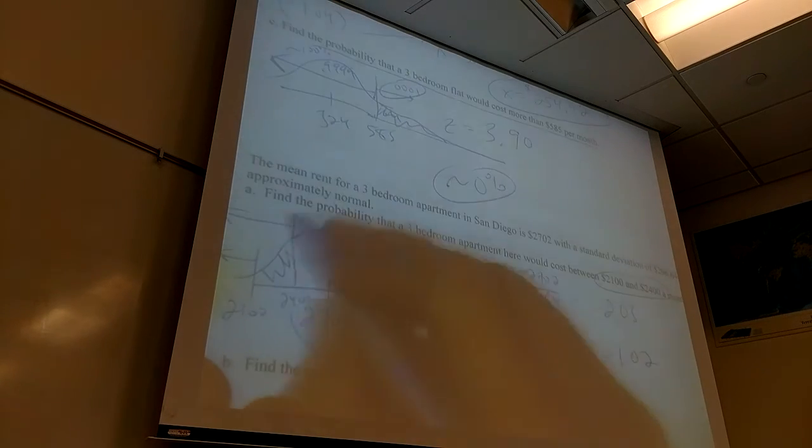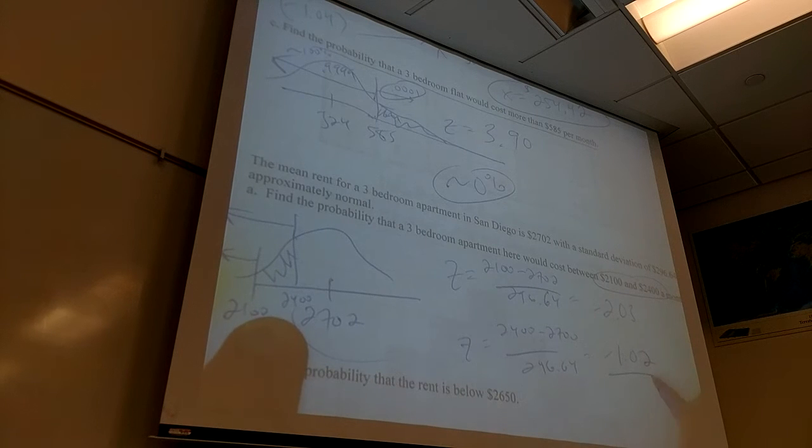Now I look up the areas. What area do you get for negative 1.02? Let's start there.